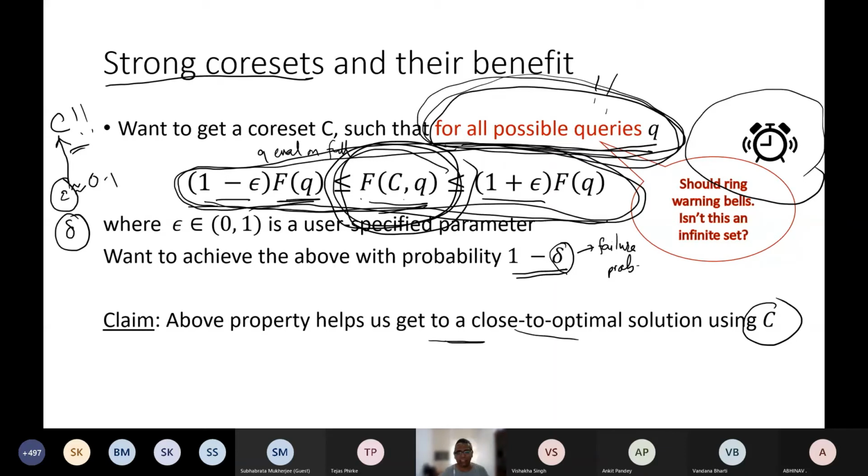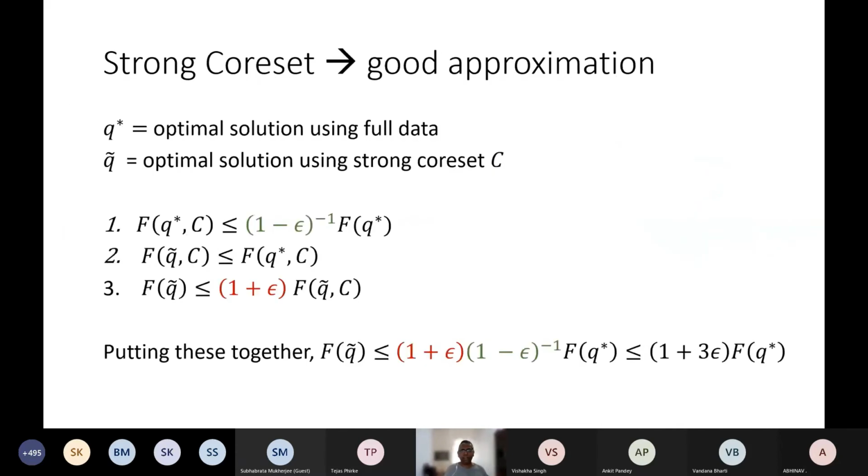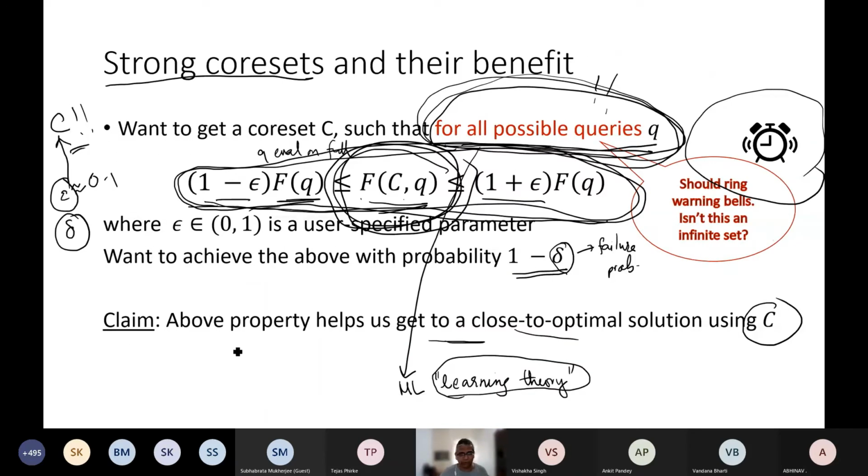This is the smart way that we talk about in the algorithms course. If you are interested in machine learning, this is at the heart of what is known as learning theory. It has been discovered simultaneously and independently by the algorithms people and the machine learning people, and it's very connected. But anyway, we won't go into the details of it. It is possible to say this for all possible queries Q simultaneously. Now let me formalize this statement. As I said, the above property helps us get to a close to optimal solution using C. Why is that?